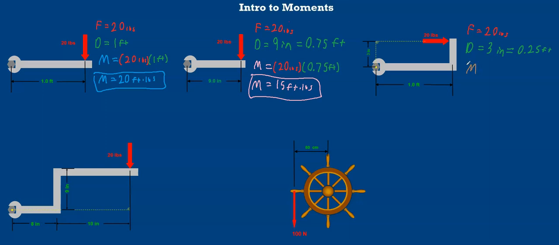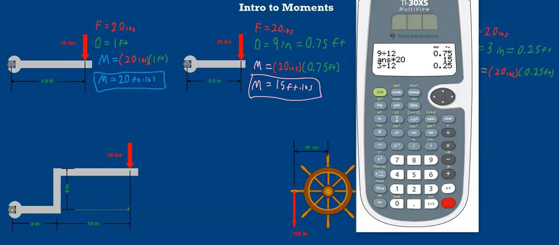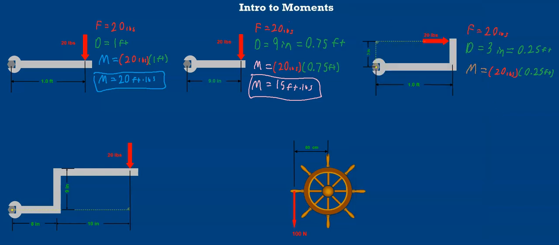We use our third example as a brown moment. We'll say, okay, this is 20 pounds still, multiplied by our distance, which is now 0.25 feet. And so we plug that into our calculator. What is 0.25 times 20? And we get 5. So we get a moment of 5 foot-pounds in this L-shaped wrench here.